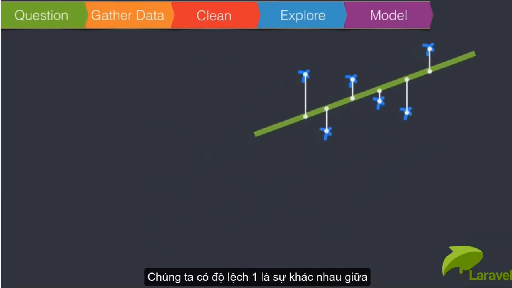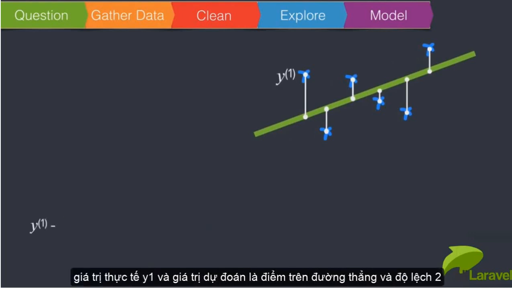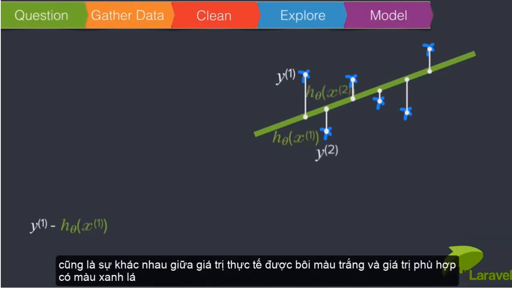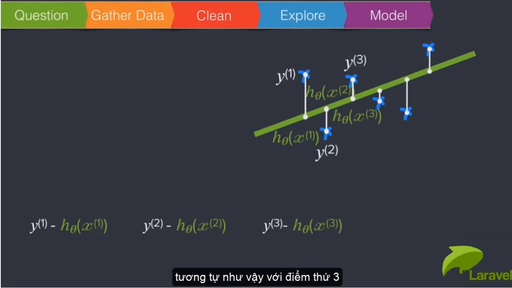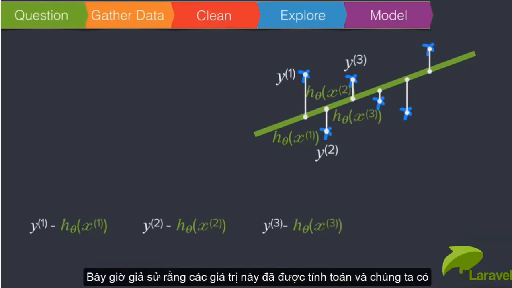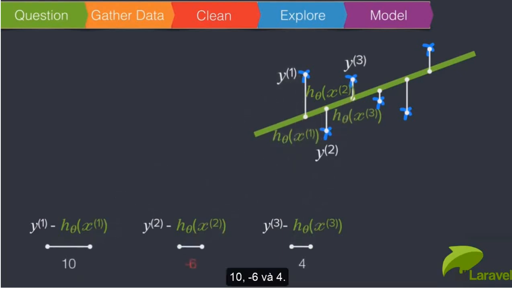Let's take a look at that first residual. That first residual is going to be the difference between the actual value, the y1, and the predicted value, which is the one on the line. And that second residual would also be just the difference between the actual value in white here and the fitted value in green. And the same is true for that third data point. Now suppose we actually have calculated the values for these residuals, and these residuals have the values 10, -6, and 4.